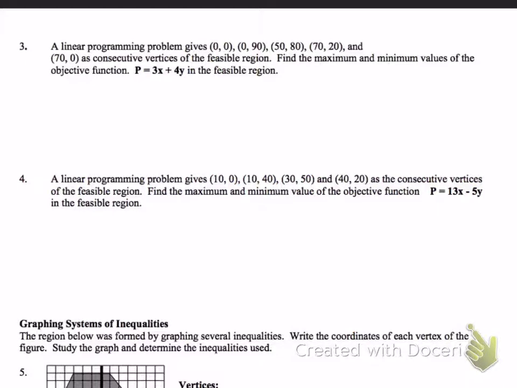And so in this word problem, it says a linear programming problem gives me these vertices as the endpoints of your feasible region. So we don't see the picture, it just gives us the vertices. And it wants us to find the max and the min values of my objective function. So we're going to take our vertices, each x and y value, and plug them into the objective function and find which vertice maximizes and which minimizes.